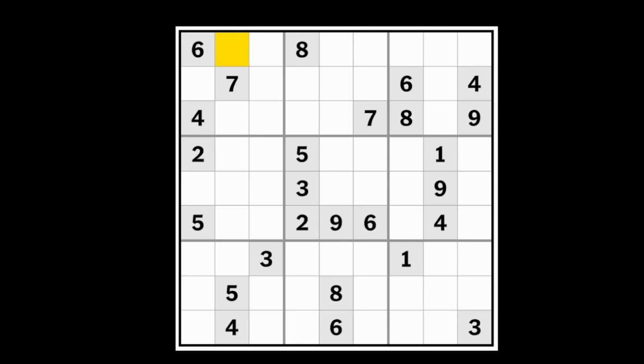Without further ado, let's find a 6 for this block, shall we? There's a 6 here, and there's a 6 here, and there's a 6 down here. So the 6 will have to go here, right?